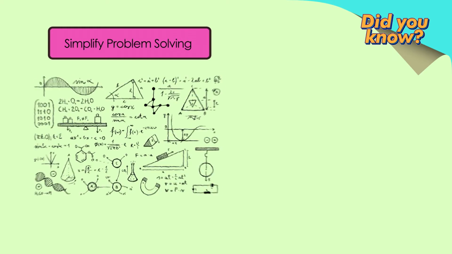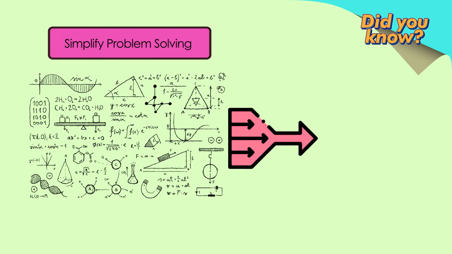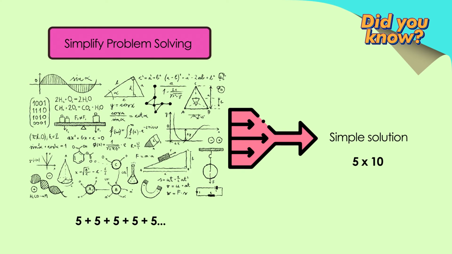Simplify problem solving. Algebra simplifies problems so that they are easier to solve. Imagine if we do not have multiplication. Multiplication is an abbreviation that allows you to simply discover a value of 5 times 10. If you cannot multiply, you will have to add all these numbers together, one at a time.